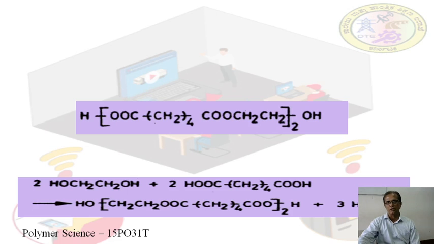Now you can see here the growing chain with the 2 molecules of ethylene glycol and 2 molecules of adipic acid. The formation of the product you can see over here with the elimination of 3 molecules of water. So at the ends, hydroxyl groups and carboxyl groups are going to link up, and here also carboxyl group and hydroxyl group is going to link up. That is why the lengthy product like this is going to form.